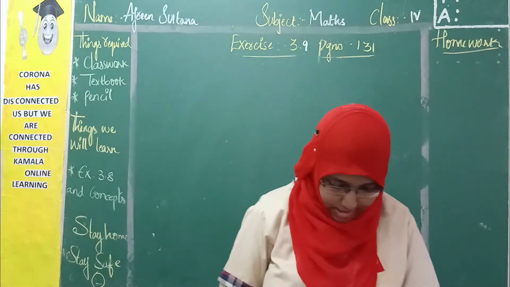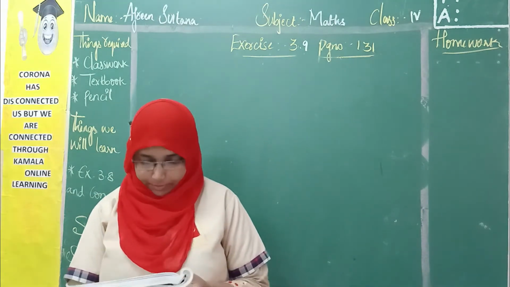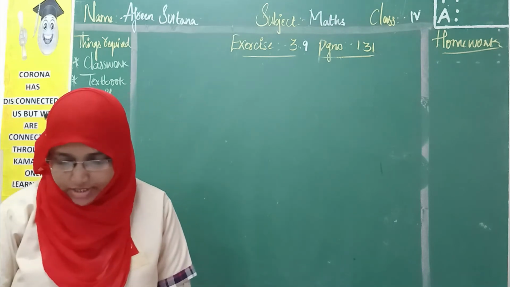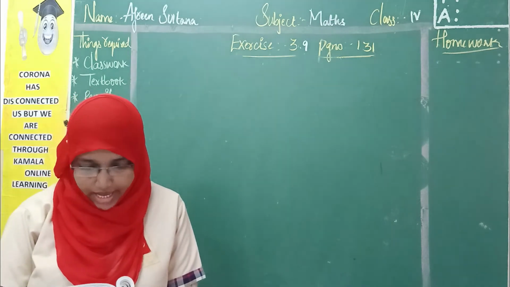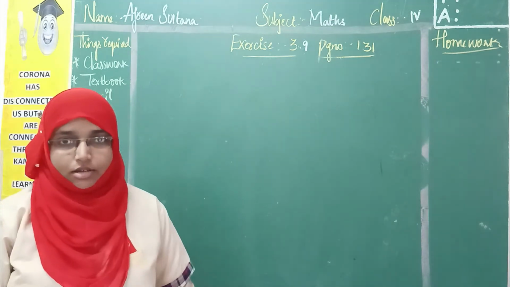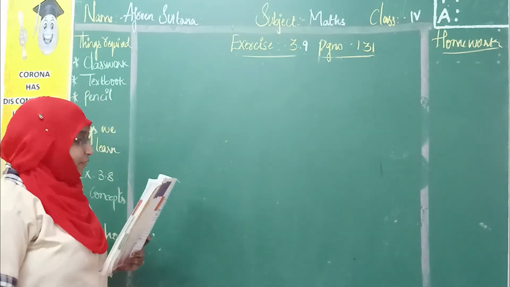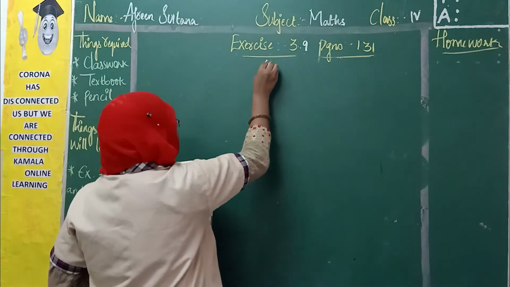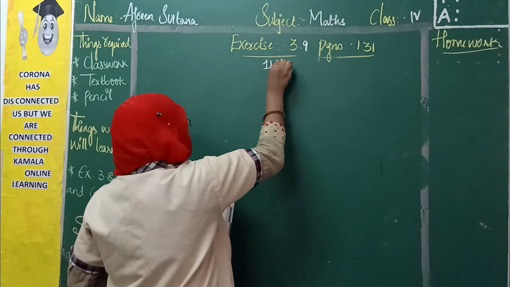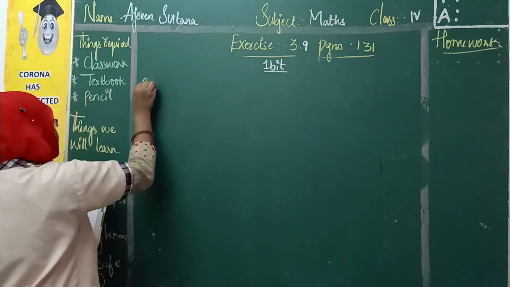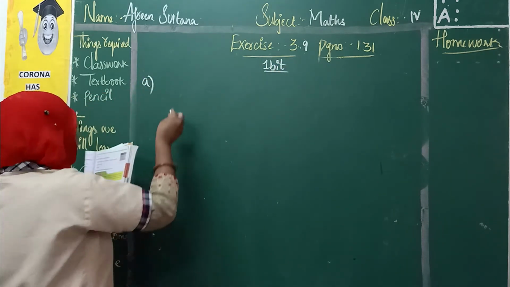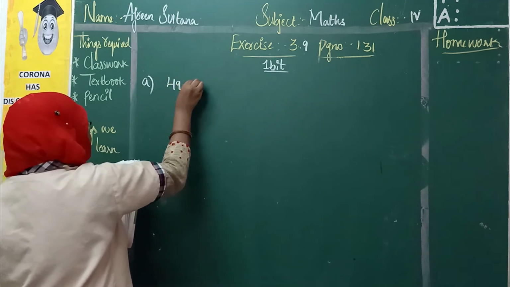This is the last exercise in our chapter number 3. Estimate the difference to the nearest 10 and compare it with the actual difference. Write down the first bit, first one in your class. Exercise 3.9, first bit, first one. What is the question? 49 minus 23.